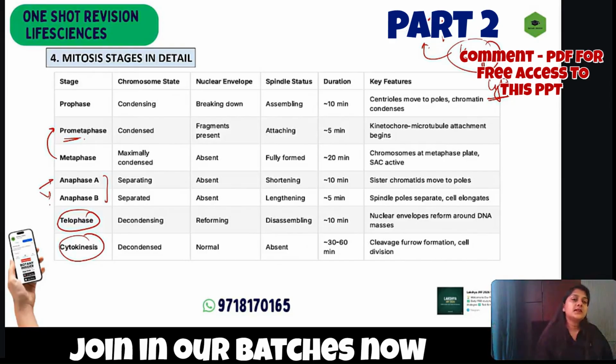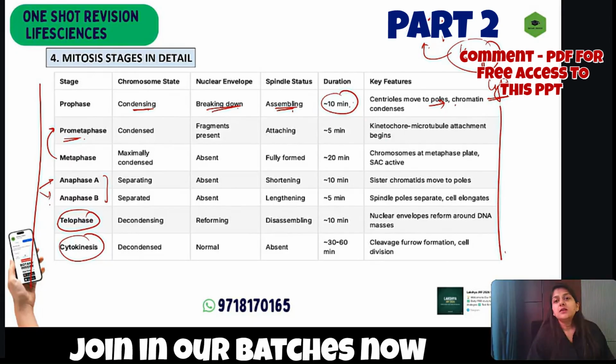So prophase is condensing. Nuclear envelope breaks down, spindle is assembling. Duration is approximately 10 minutes, and these are the features. In a similar pattern, you have the various features, their durations, spindle status, what will happen to the nuclear envelope, and what the chromosome state is over here, you can read about.